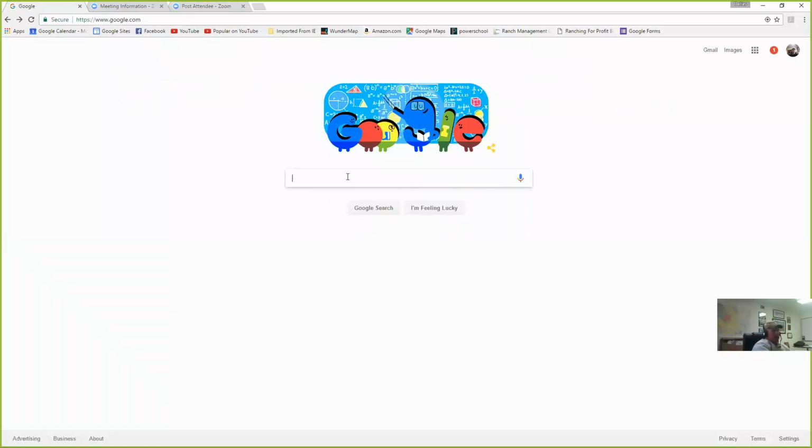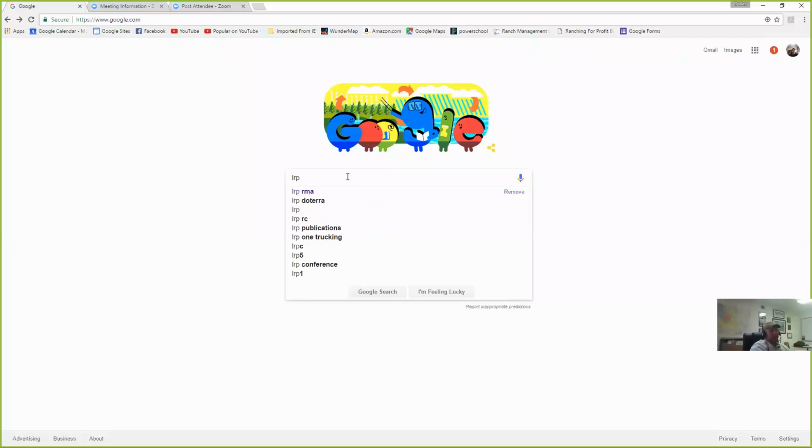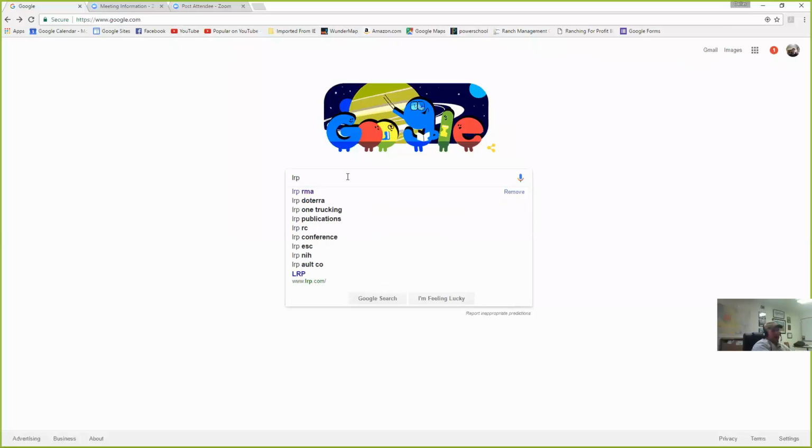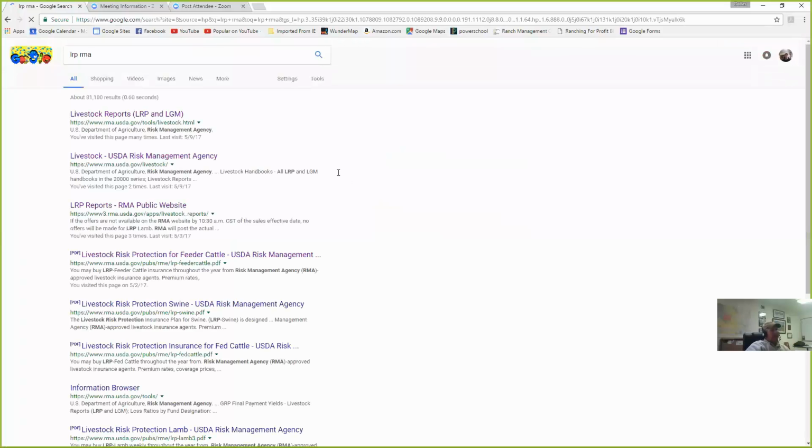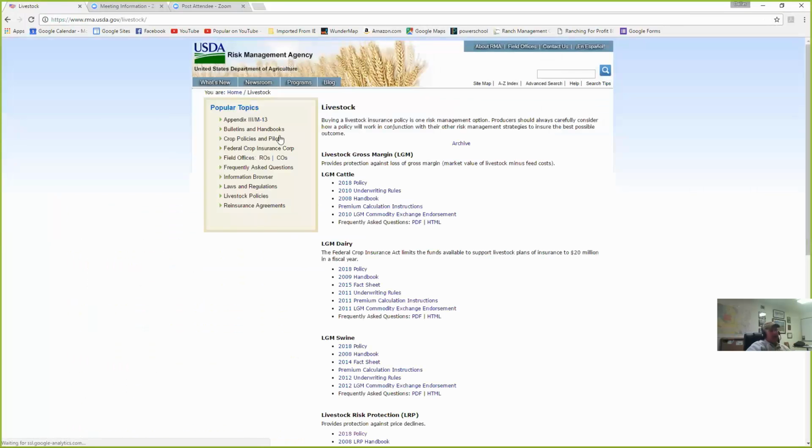I always just Google LRP. That's the name of the product, and it's sold by RMA. So if you want to write something down, if you want to find this website, just Google those three letters: LRP, RMA. If I type those in Google, I get these two links. I'm actually going to go to the second one first because I want to show you some resources that are there. USDA Risk Management Agency is the agency that has the product. Crop insurance agents sell it.